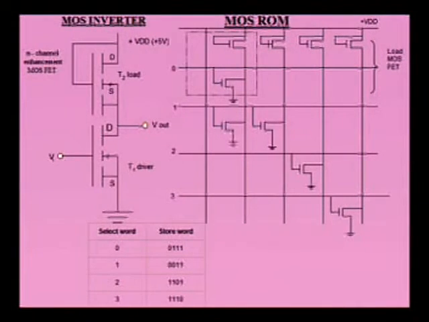So when you consider the 0 line, the output word stored will be 0, 1, 1, 1. Similarly, when you select the number 1 line, the output word stored will be 0, 0, 1, 1. Similarly, when you select the number 2 line, the output word will be 1, 1, 0, 1. Similarly, we can connect all the lines and get the output.